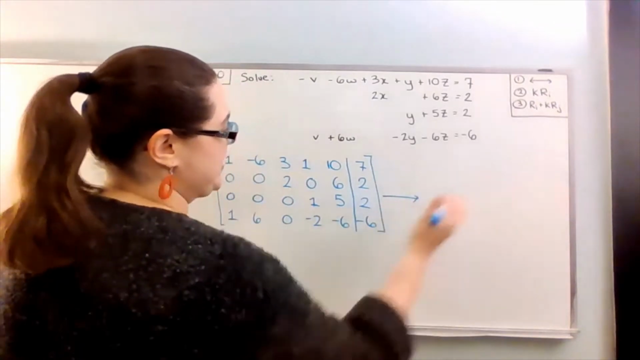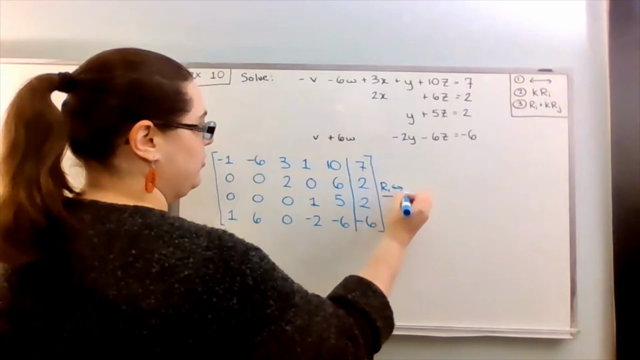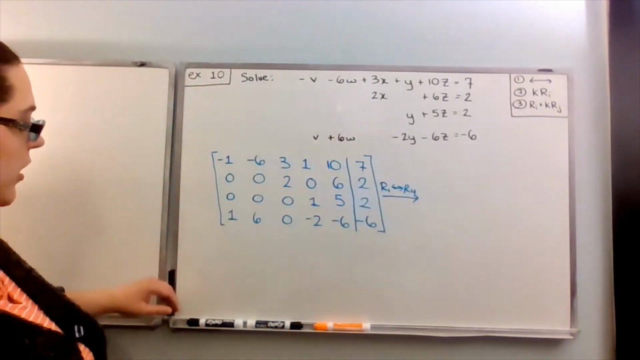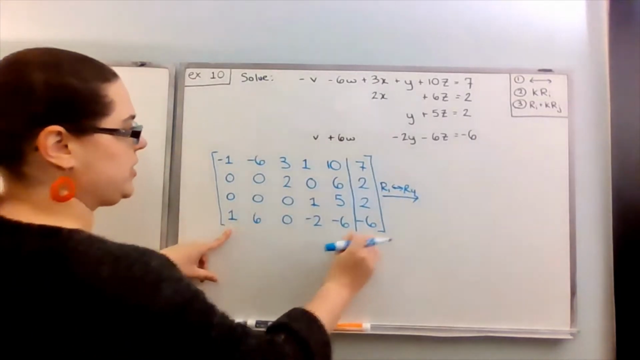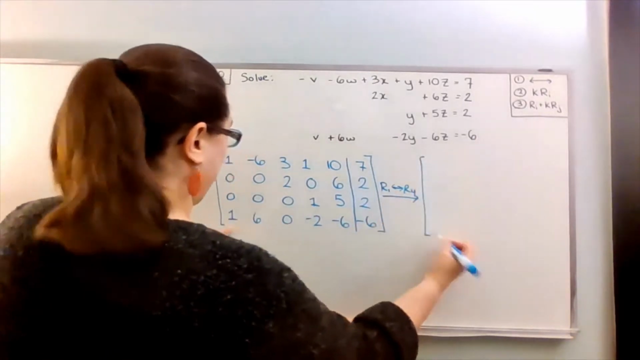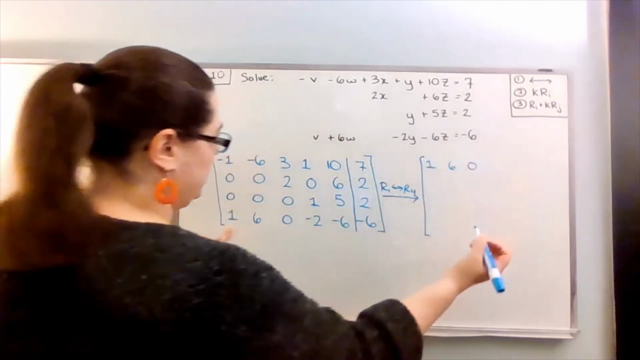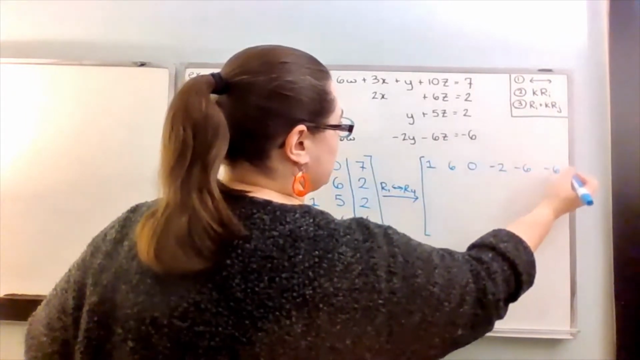Really hope I have enough space here. So let's switch row 1 with row 4. So yeah, this now is going to be on top. So I'm going to get 1, 6, 0, -2, -6, -6.